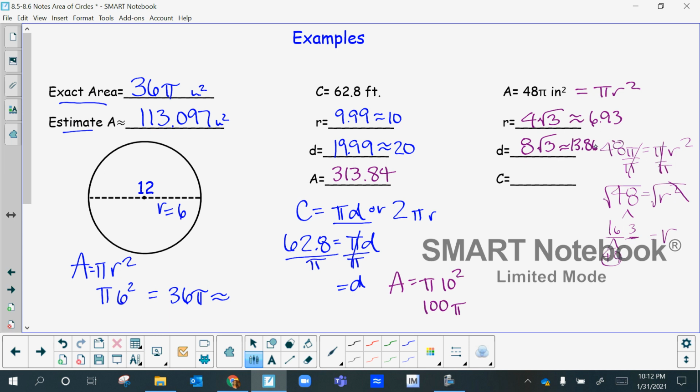And then the circumference, remember, is pi times diameter, which in this case, the diameter is 8 radical 3. So the exact answer would be 8 pi radical 3. Okay, that's the exact answer, leaving it in terms of pi and in radical form. So I'm going to take the 13.86 and I'm going to times it by pi in my calculator, and it's about 43.53.